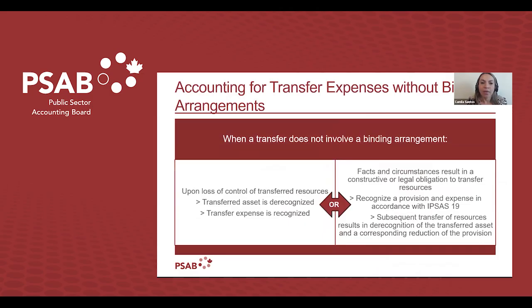When a transfer expense arises from a transaction without a binding arrangement, the entity would need to first consider if it has a constructive or legal obligation related to the transfer. If so, the entity recognizes an expense and a provision under IPSAS 19. The subsequent transfer of resources to the transfer recipient settles the provision. If there's no constructive or legal obligation, the entity derecognizes the assets to be transferred and recognizes a transfer expense when it ceases to control the resources. This will usually be when the entity transfers the resources to the transfer recipient.